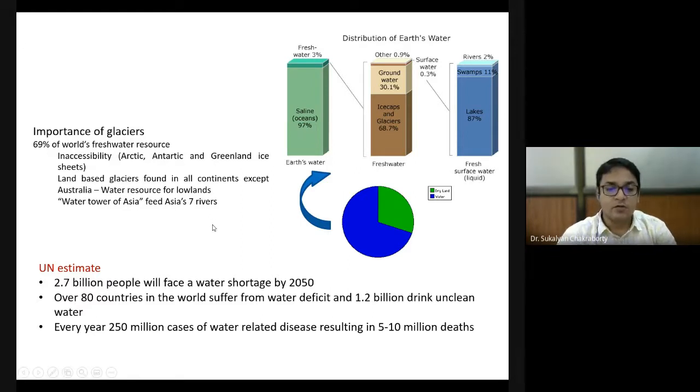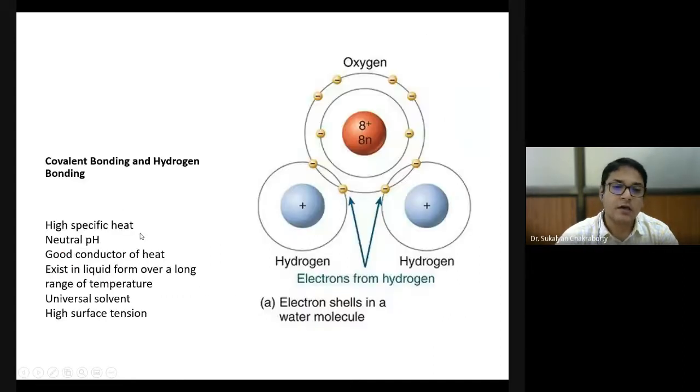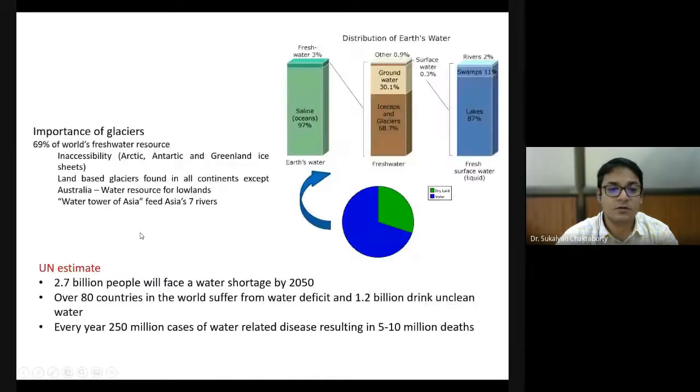Now, what is happening to this water resource and what is the UN estimate? What did they predict? They predicted that 2.7 billion people will face a water shortage by 2050. Over 80 countries in the world suffer from water deficit and 1.2 billion drink unclean water. Every year, there are 250 million cases of water-related disease, resulting in 5 to 10 million deaths. So the situation of water resources is not very satisfying, as you can see.